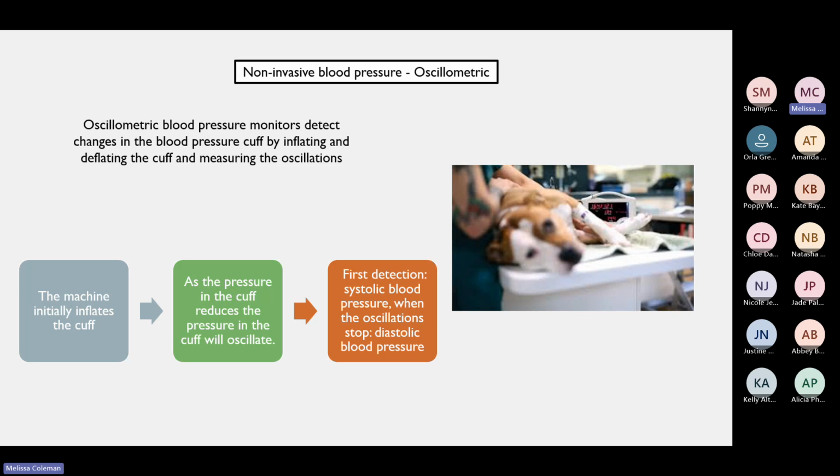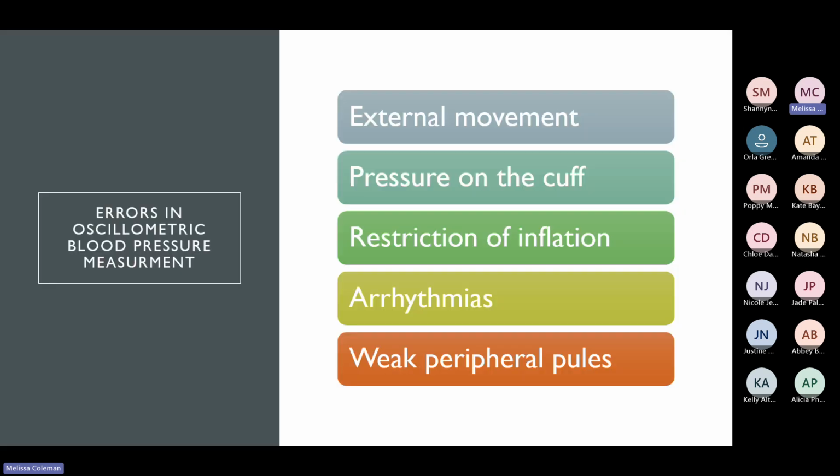These machines are quite convenient, but can be prone to error, especially in our very, very small patients and patients that are hypotensive as well. A lot of studies have shown that they are very unreliable in hypotensive patients, unfortunately. So there can be lots of errors, as I just said. The common errors include external movement. If your patient is walking around, you're probably not going to get a real blood pressure from them.